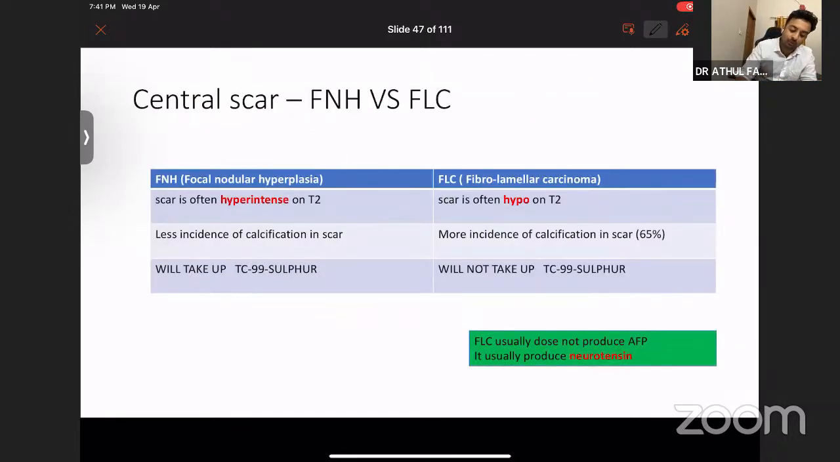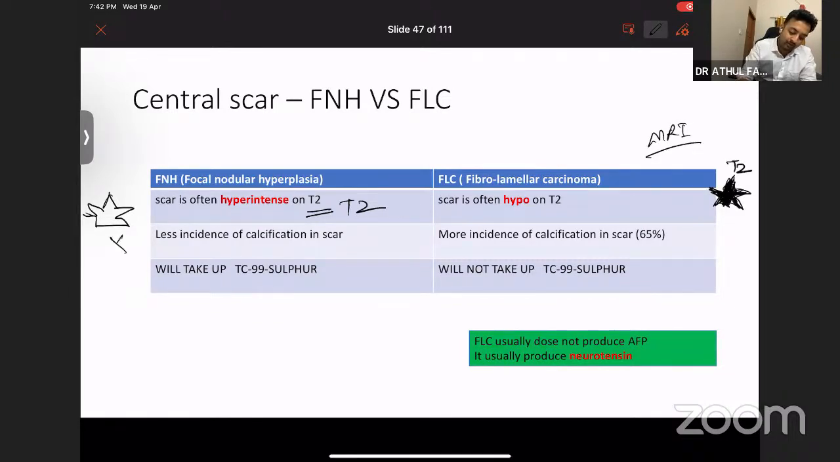Okay. So if you do a T2-weighted MRI image, what you will see is the scar of FNH will be bright. It will be bright like this. Okay. But the scar of fibrolamellar cancer will be very black because it is made up of fibrous tissue. I already told you fibrous tissue is a lazy cell. So it won't have any enhancement. So it will be black like this. So MRI can help you to differentiate. See the MRI image, which is T2, it will be black like this.